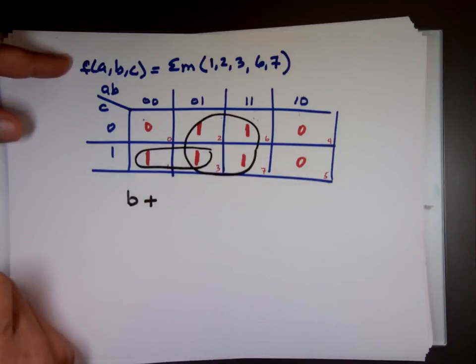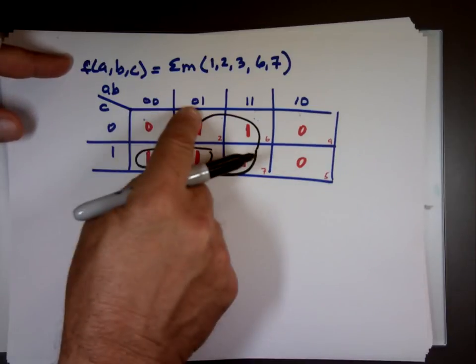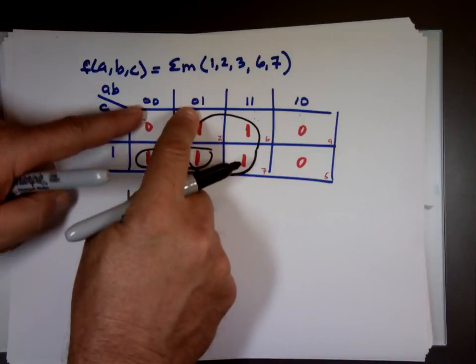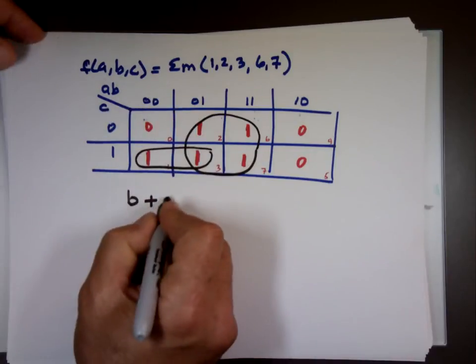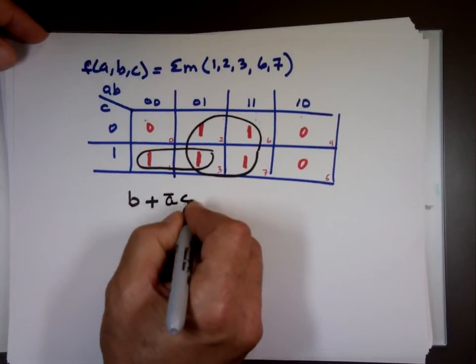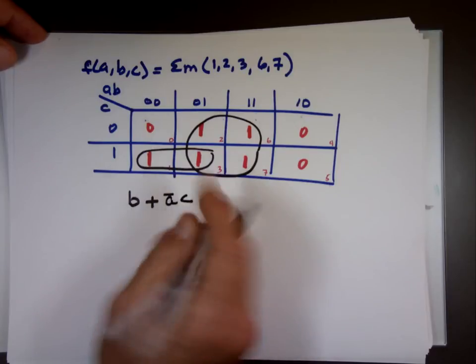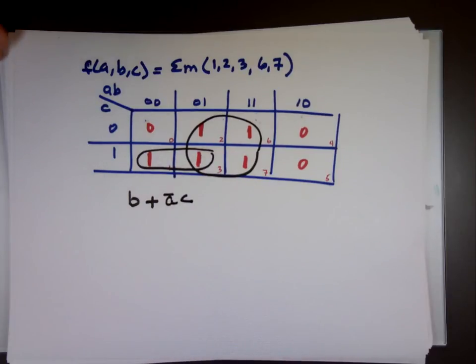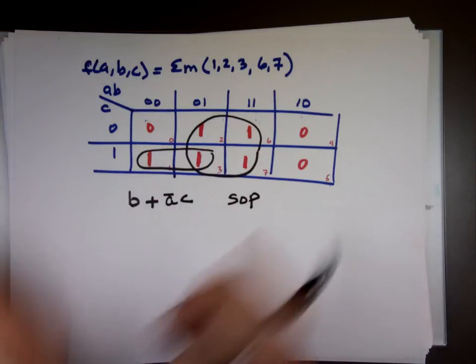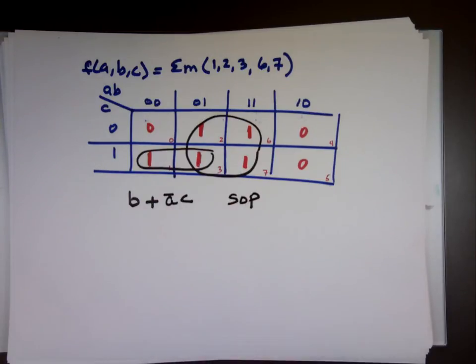And again, A is what? 0. See how A didn't change in the first number? So that 0 is going to complement that: A not. B did change. What about C? C did change. Yep. So that's my sum of product. Notice you have a product and you're going to AND them. If I want the product of sums, I group the zeros.